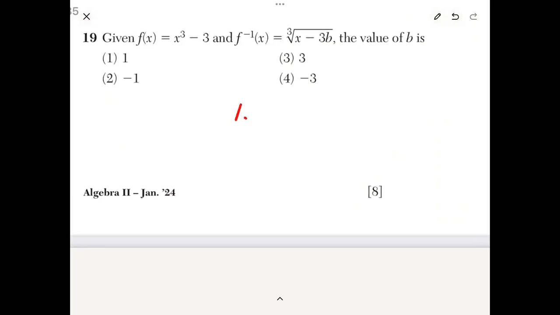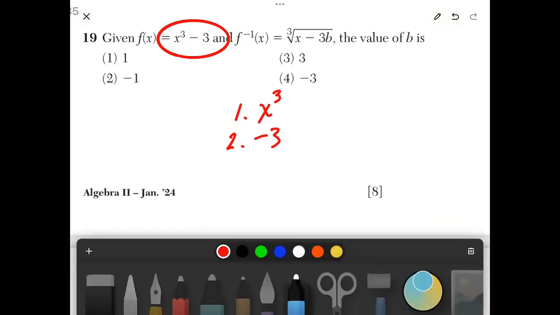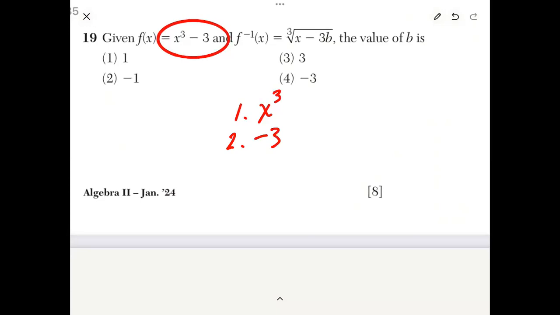What I like to do is use the inverse function. First thing, I use PEMDAS. I'm looking at this function. The very first thing that's been done to x, because we need to get x by itself to find the inverse, is that we're cubing it. And then the second thing that we do is we subtract 3. Once we know that, finding the inverse is pretty simple.